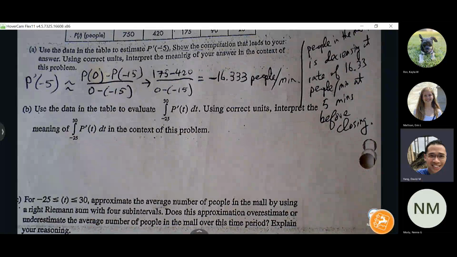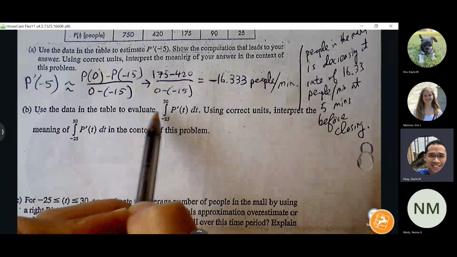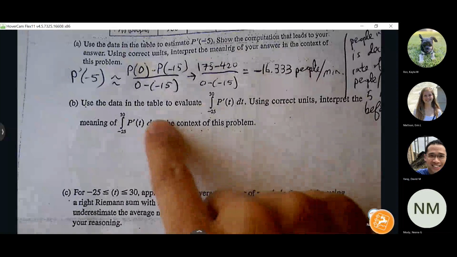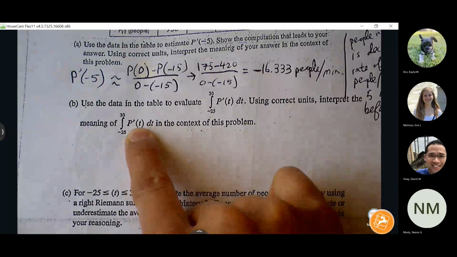Part B, use data in the table to evaluate the definite integral from negative 25 to 30 of P prime. Okay, we don't have P prime, so we can't really do Riemann sums, because this is not the P prime that we see in front of us. But we do have the first theorem that we can use, right? What's P prime going to rise up to?